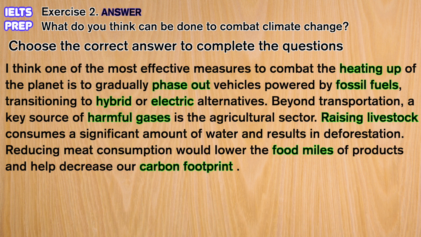Answer: I think one of the most effective measures to combat the heating up of the planet is to gradually phase out vehicles powered by fossil fuels, transitioning to hybrid or electric alternatives. Beyond transportation, a key source of harmful gases is the agricultural sector. Raising livestock consumes a significant amount of water and results in deforestation. Reducing meat consumption would lower the food miles of products and help decrease our carbon footprint.